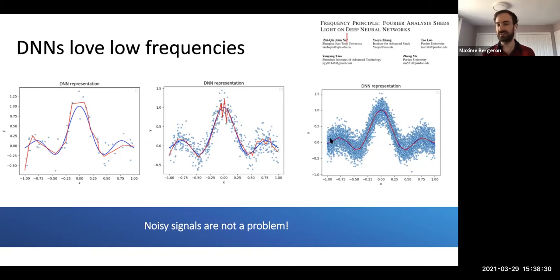better. And here, this is extremely noisy data. And somehow the neural net is able to figure out that this is actually the curve it should be learning. So somehow noisy signals are not a problem, and deep neural nets are extremely good at learning from completely messy data. That's another kind of interesting feature.